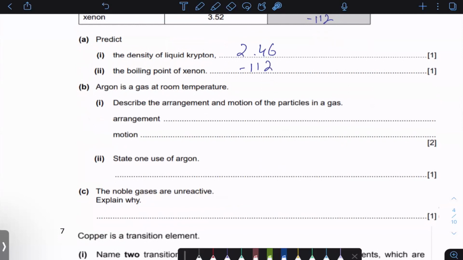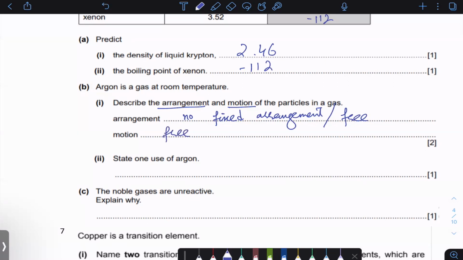Argon is a gas at room temperature. Describe the arrangement and motion. So what's the arrangement in a gas? There is no fixed arrangement. So you can say no fixed arrangement, or a better answer would be they're free. If you said random, that is true in every state. So for motion you have to say they are free to move around.